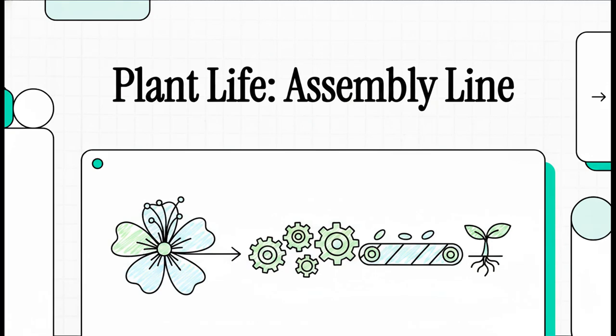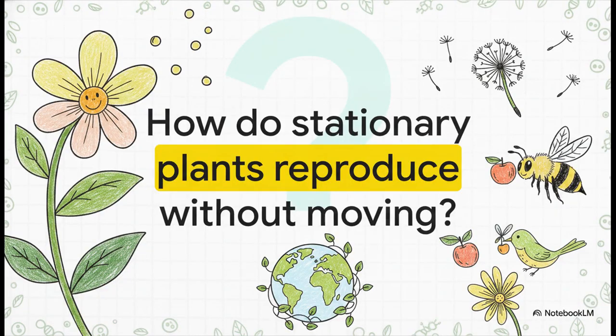Welcome to The Explainer. Today, we're skipping the dry textbook biology lesson and diving straight into a masterclass in natural engineering. We're talking about plant reproduction, or, as I like to call it, the ultimate biological assembly line. I mean, really think about it for a second. How do stationary plants manage to reproduce, find mates, and literally conquer the globe without ever taking a single step? It's a massive, mind-boggling logistical problem. But, as we're going to see, evolution has brilliantly solved it.